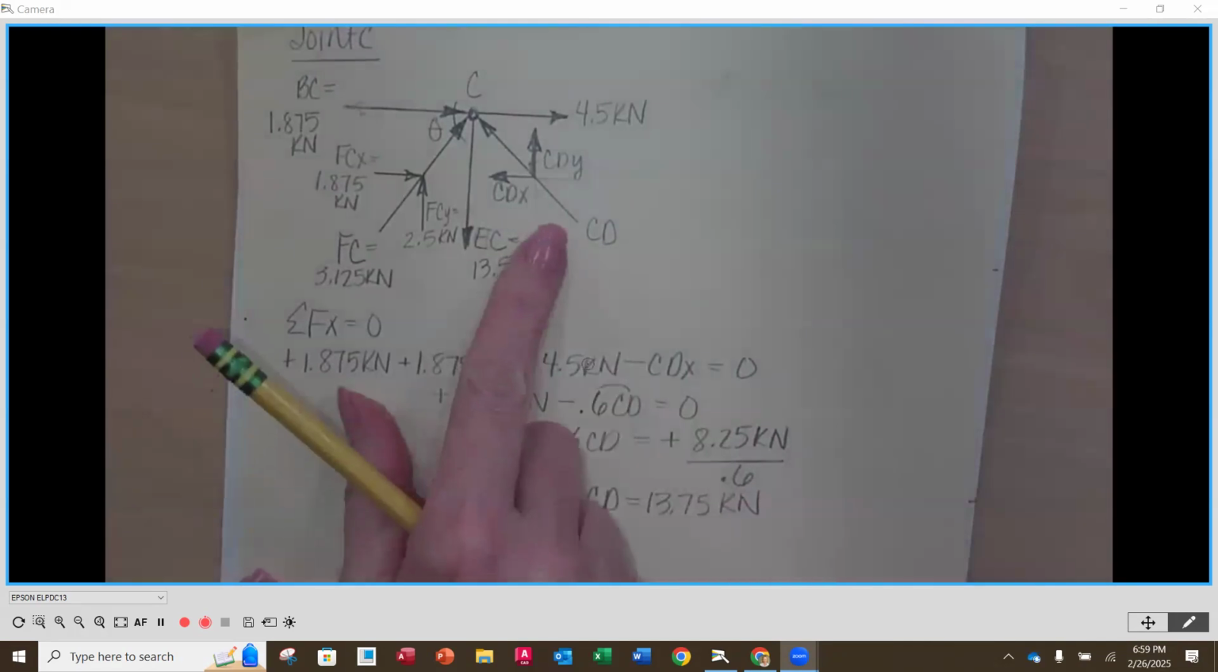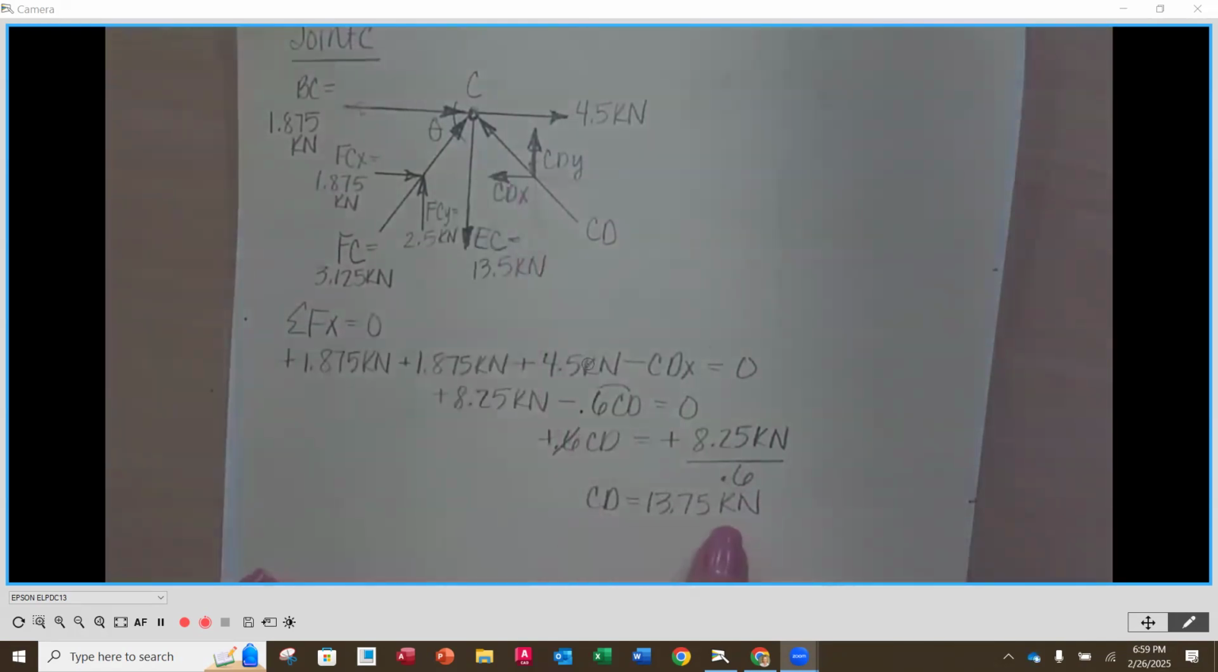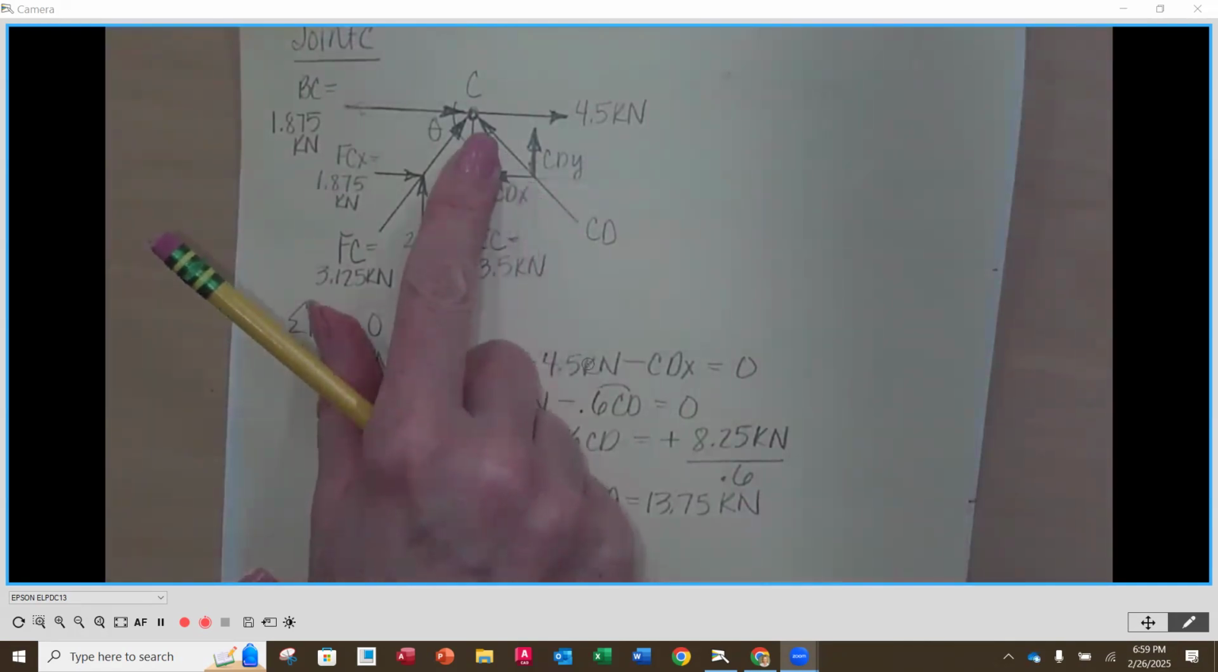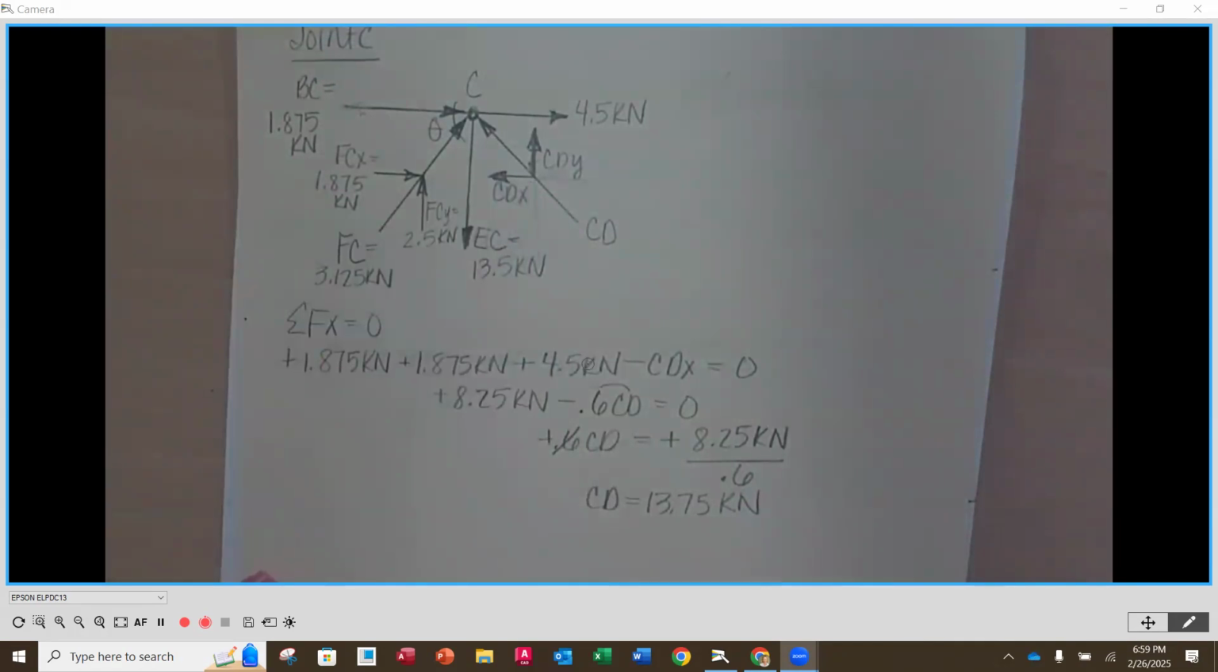Now, as we look here, we have CD, we end up with a positive value, meaning we assumed the correct direction. It is pointing towards our joint. So it is in compression or tension? Compression, yep. So C, it's going to be behind with a box around.